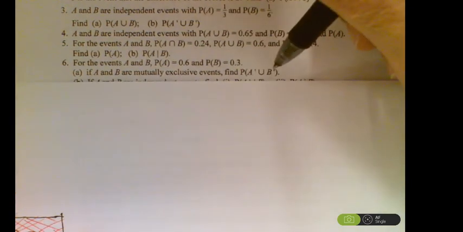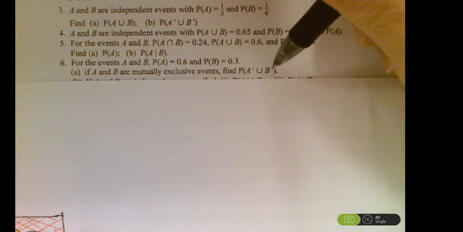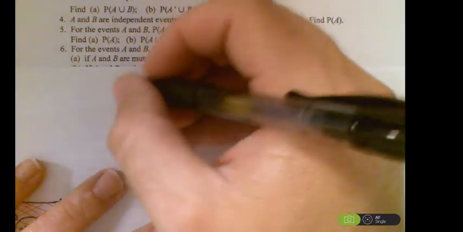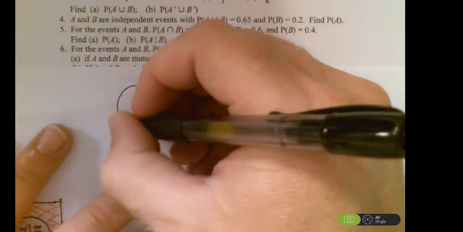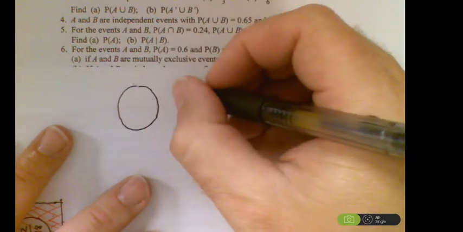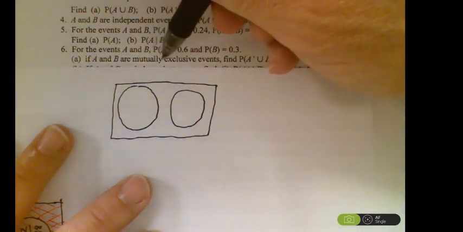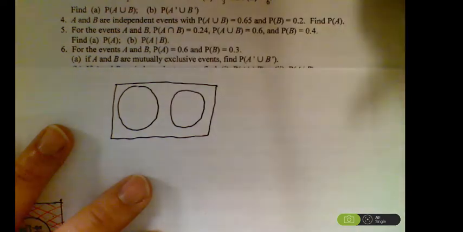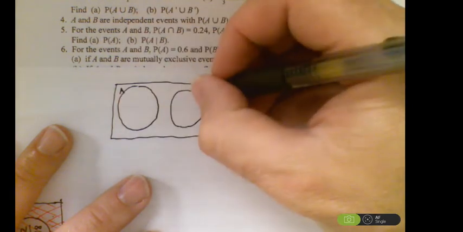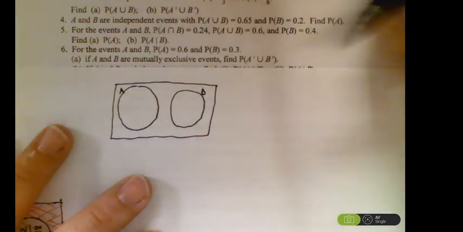Again, we got two more events, A and B. If they are mutually exclusive, find not A or not B. So in this case, keep in mind that mutually exclusive means they have nothing in common. So your setup for your Venn diagram would actually look like this. There's no overlap. They tell us in the formula packet that anytime you have mutually exclusive events, A and B equals 0. So there is no overlap. They have nothing in common. So this is A and B. They're completely separate because they're mutually exclusive.